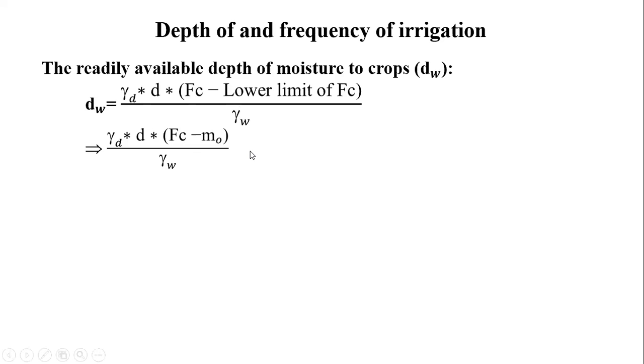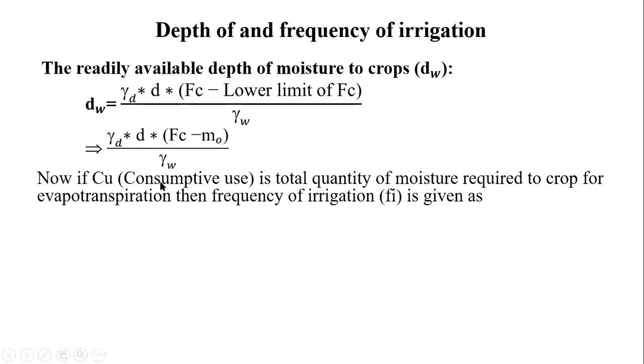It means we have to go for a ratio of the field capacity available moisture and the consumptive use. That is, if the CU, the consumptive use, is the total quantity of moisture required by the crop for its evapotranspiration and all those things, then the frequency of irrigation, that is after how many days we have to go for irrigation, is given as frequency of irrigation equals dW upon CU in days.